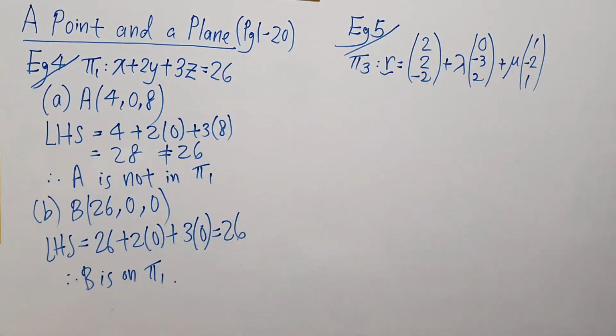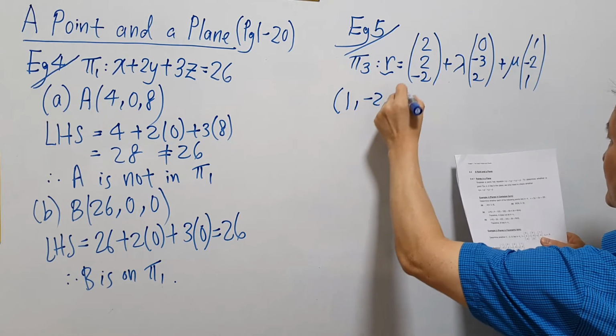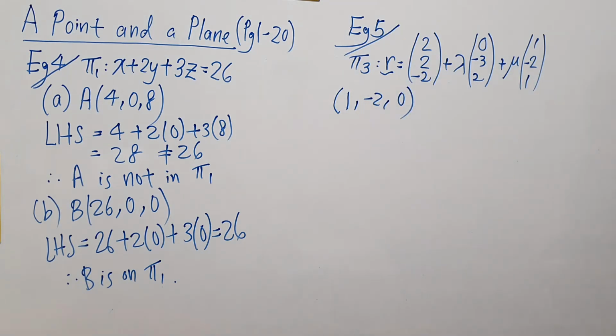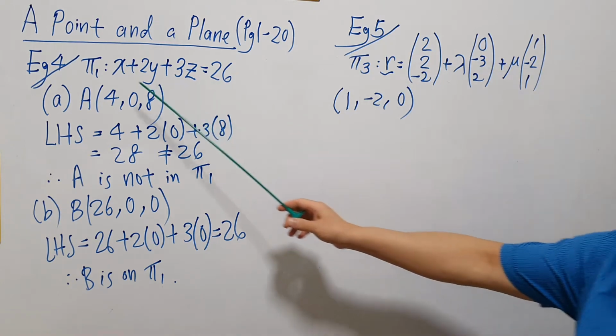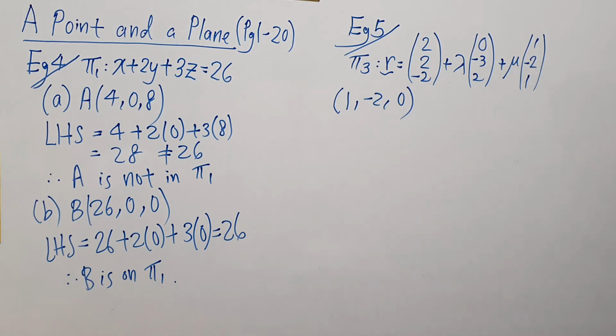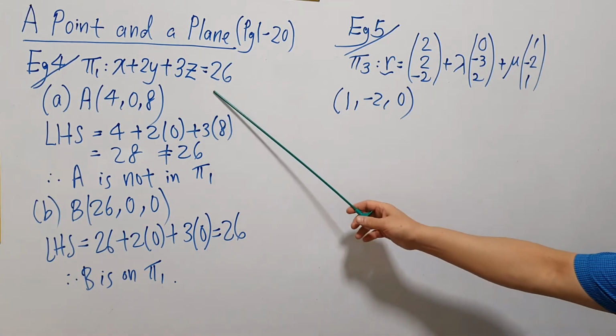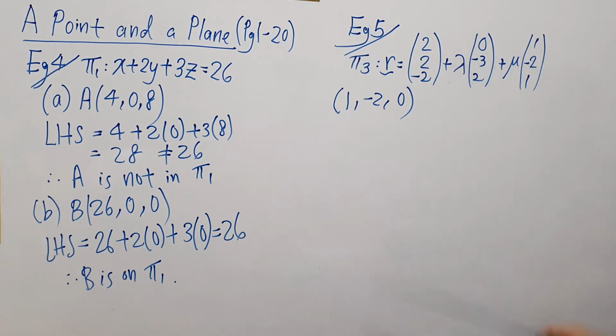And then in the other example, example 5, you are given a plane and another point, which is 1, minus 2, 0. And you want to ask, is this point on this plane? The difference between this question and the previous one is that this is an equation of a plane in parametric form. It is quite easy for us to check when the equation is in Cartesian form, but if the equation is in the parametric form, it is slightly harder. How do we go about it?